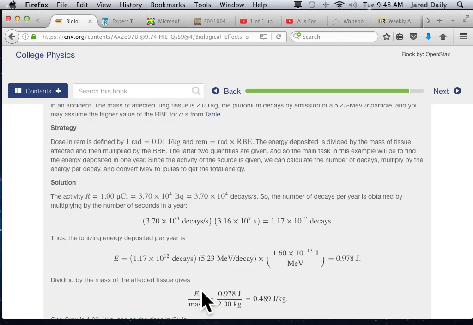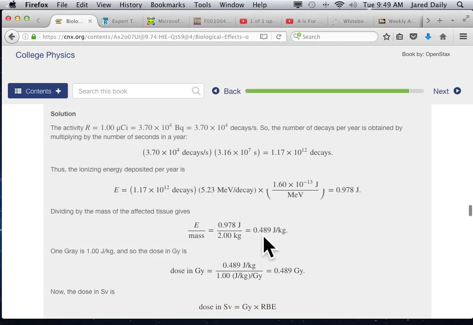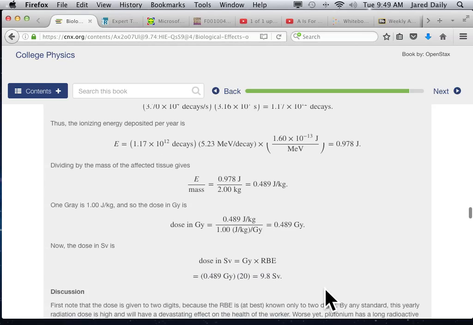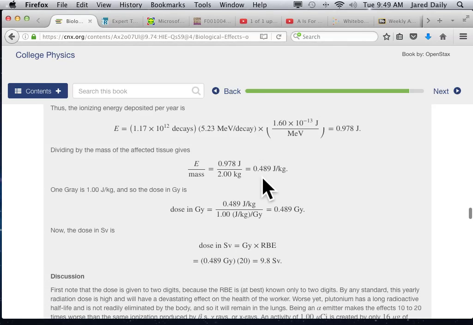So we take the energy divided by the mass, which is essentially the definition of the dose, and you're going to get 0.489 joules per kilogram, right? Remember that a gray is joules per kilogram. Why did they do this? That's kind of goofy. A gray is joules per kilogram, so this is the same thing. So you just transferred down. I don't know why they did that, but anyway, you can just say that this is grays because it is joules per kilogram.